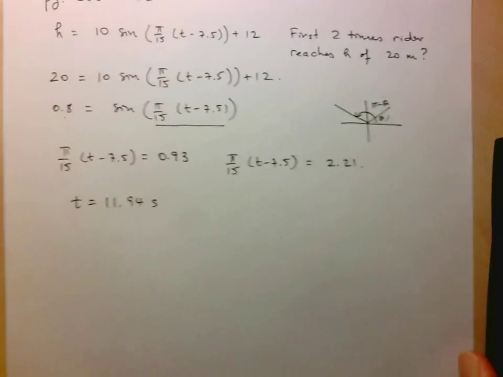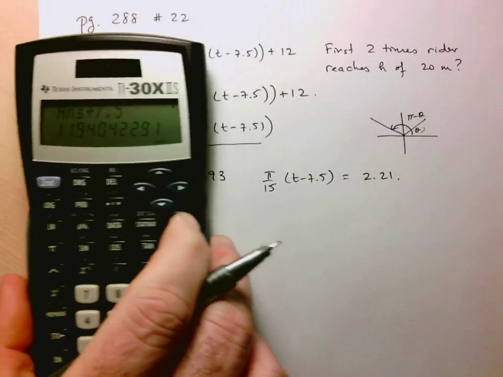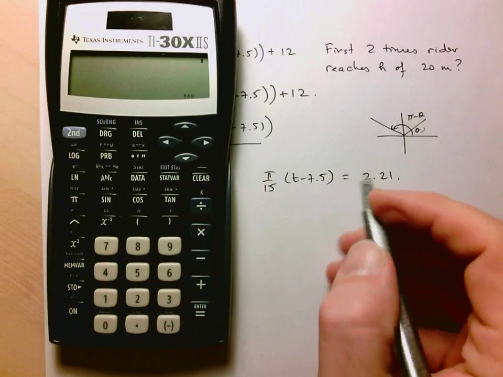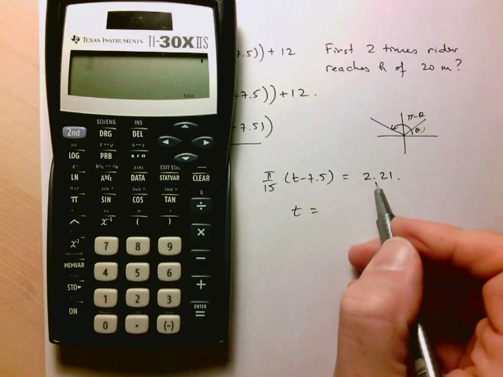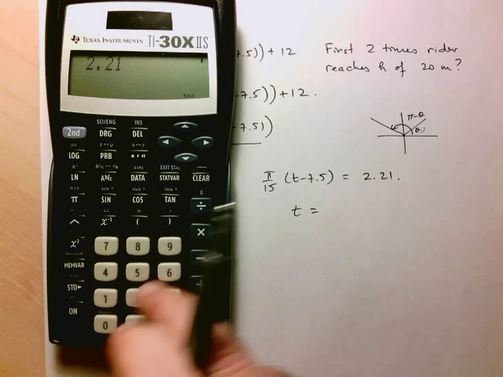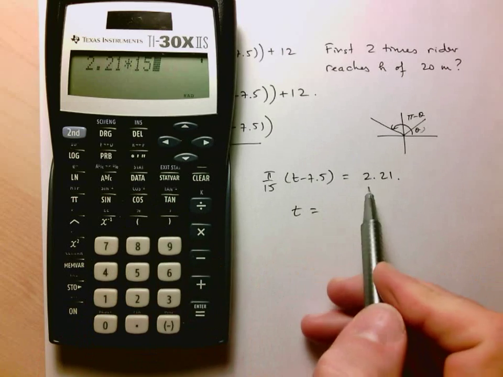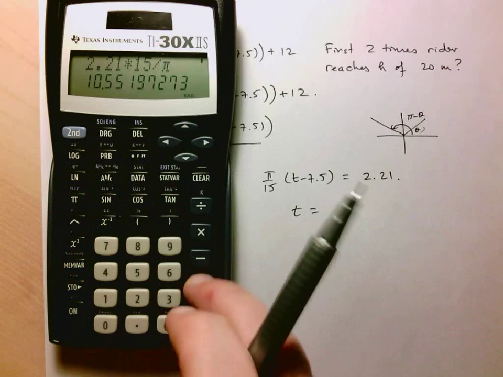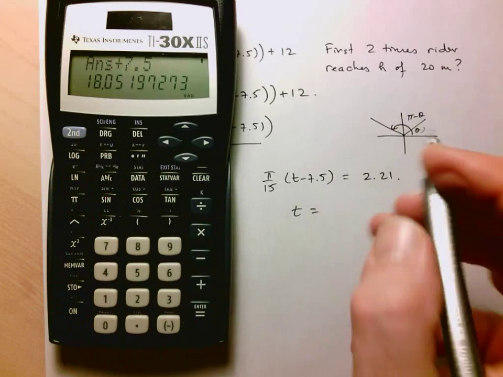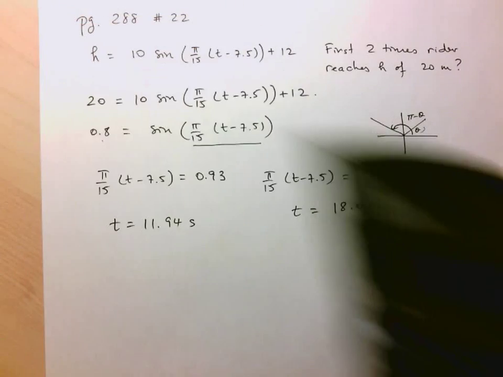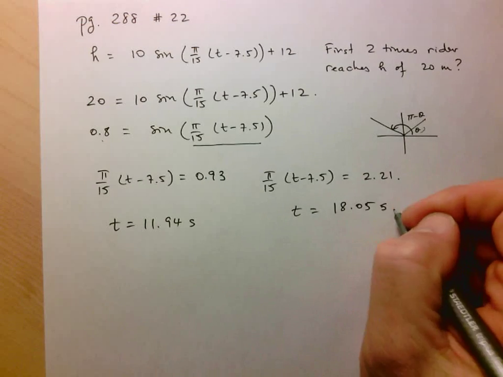Now we do something similar for the other side. So again, t equals our 2.21. First we multiply by 15 and then divide by pi, and then from there we add 7.5. So we get 18.05, and those are our two answers.